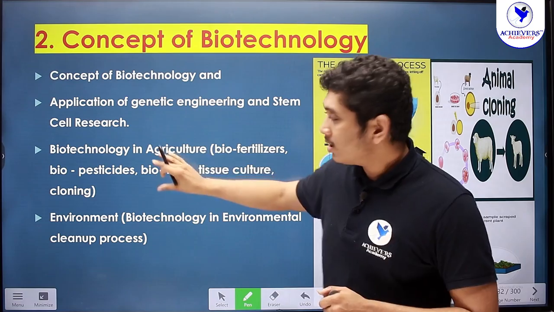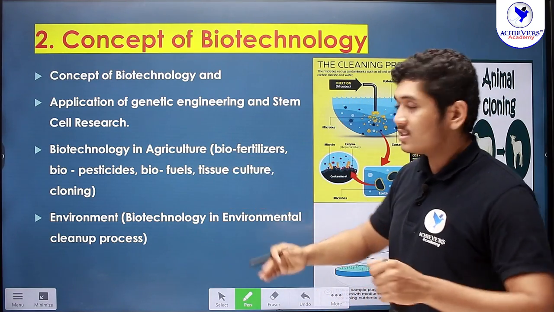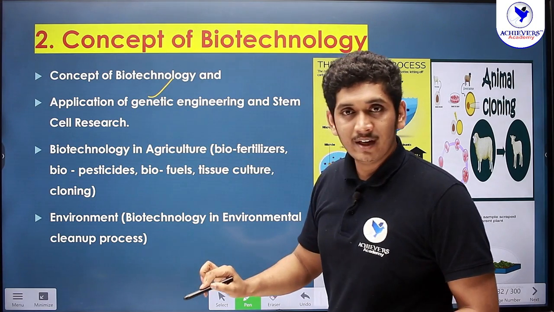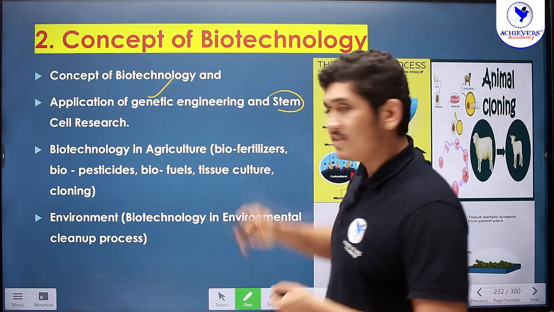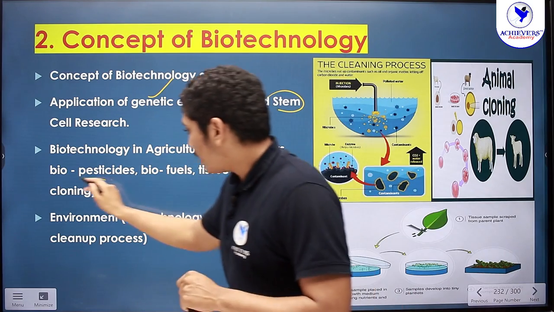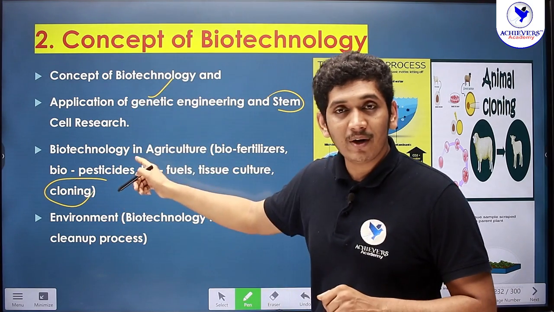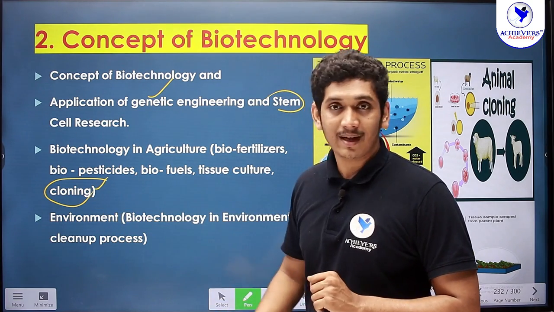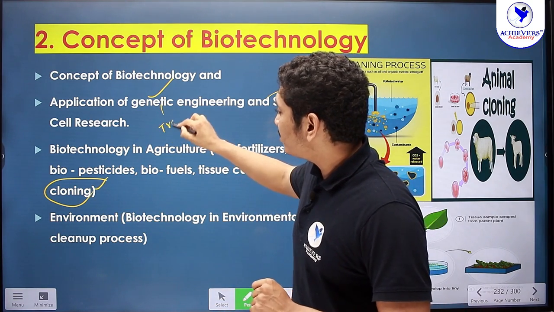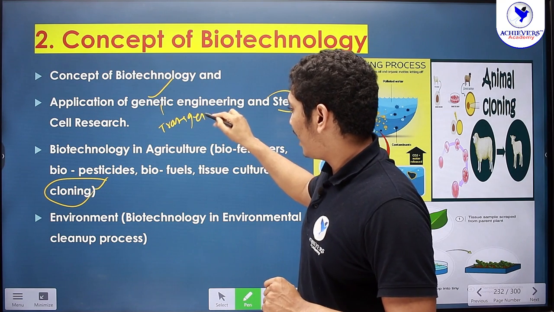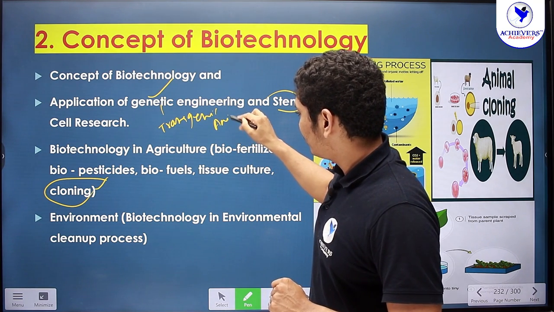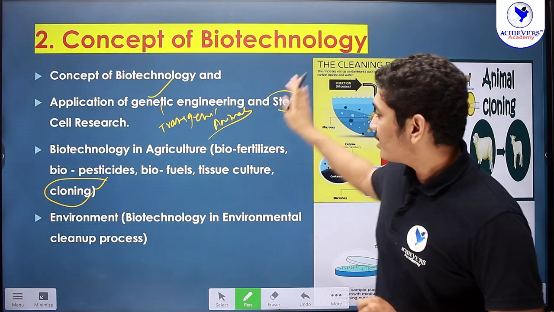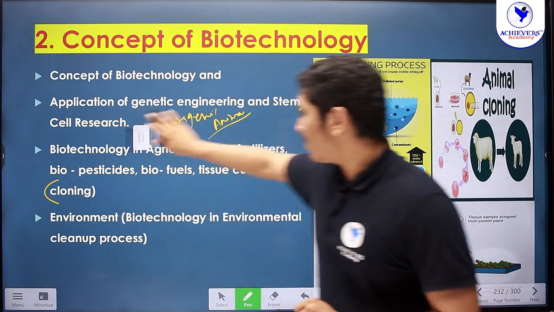Some we'll learn very separately because the syllabus is very wide. For example, within the application of genetic engineering, you have a topic called stem cells, which is dealt with separately. Again, within the application of biotechnology, you will learn about cloning, which I will deal with in a separate class. Here I will teach you what transgenic animals and microbes are. Don't worry about that.